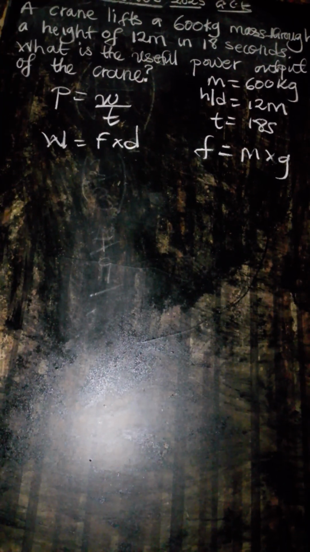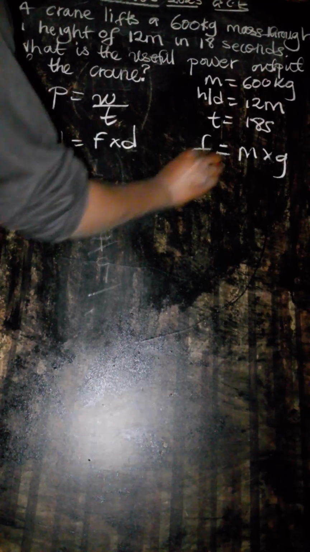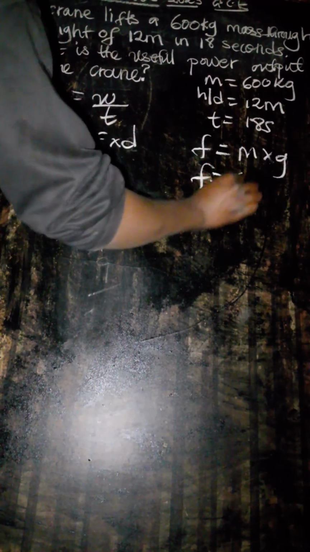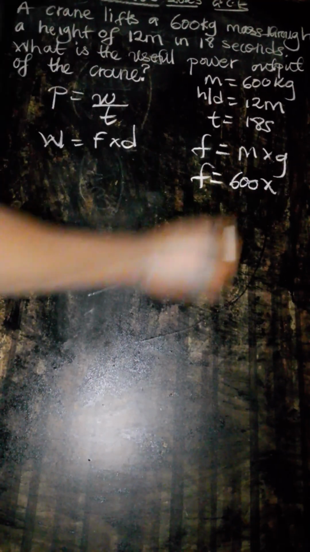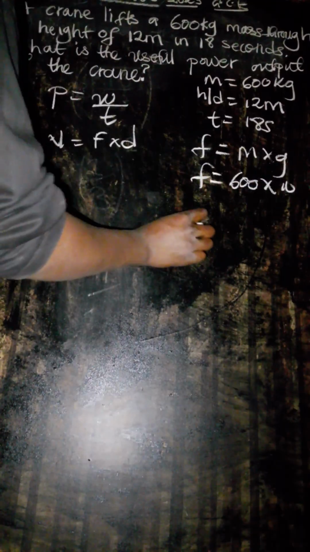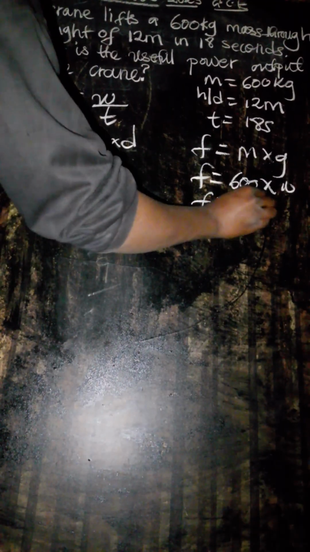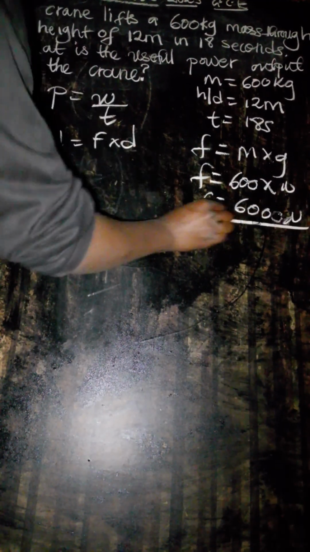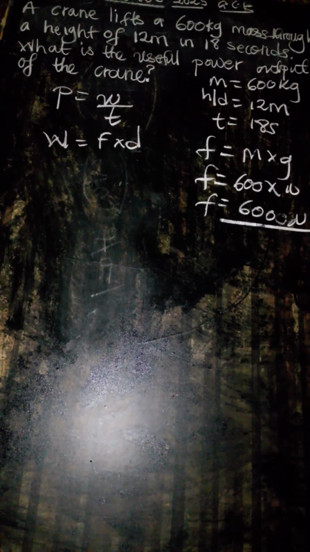I'm going to use gravity because we know that on Earth, the gravity is 10 Newton per kg. So I'll say force equals mass, we have 600, which will be multiplied by 10. So our force is 6,000 Newton. And learners, please don't forget the SI units, I urge you. Since now we know what our force is, we can now calculate work.